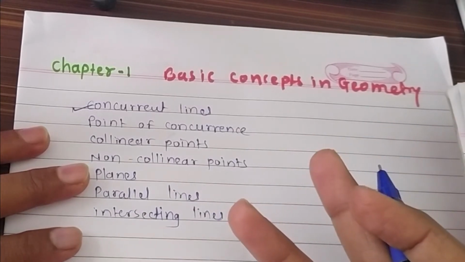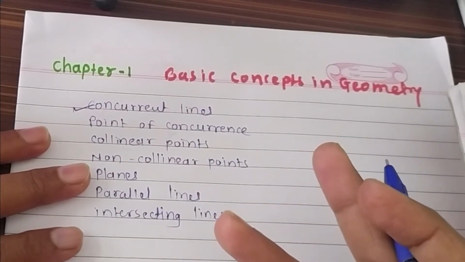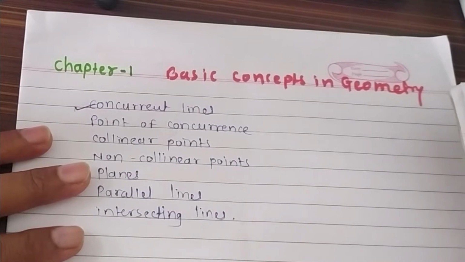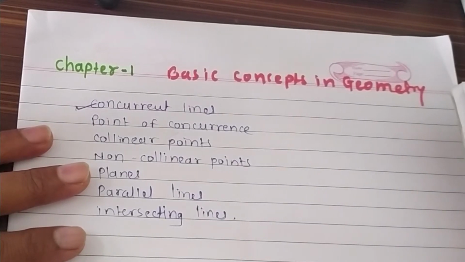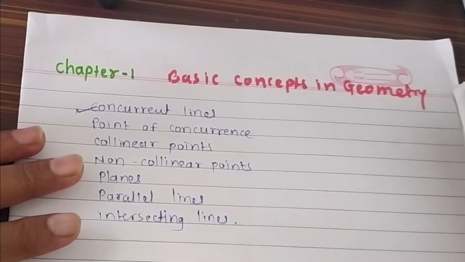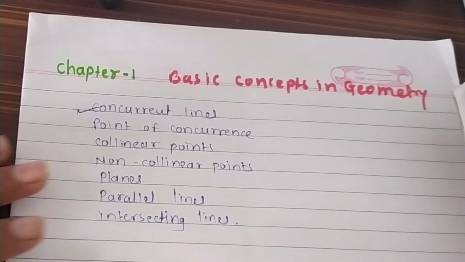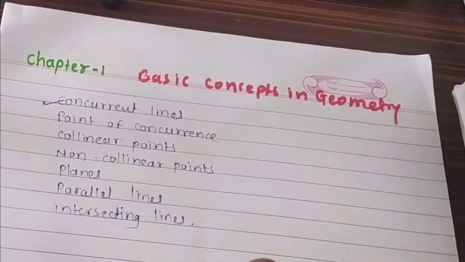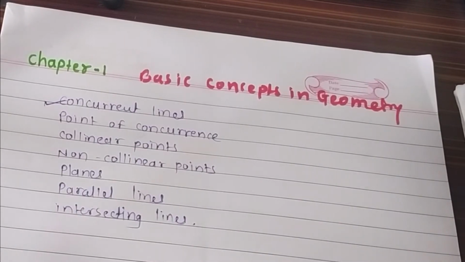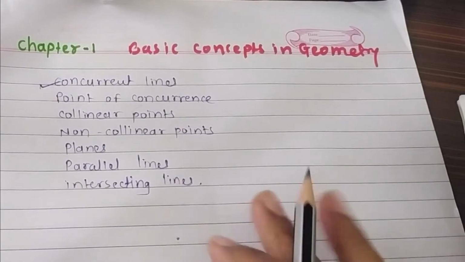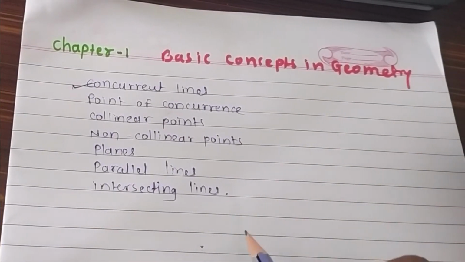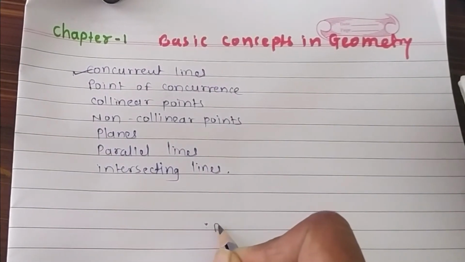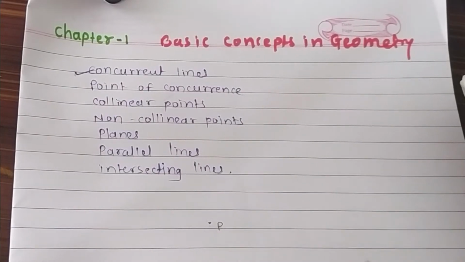What are concurrent lines? When two or more lines pass through the same point, they are called concurrent lines. Here I take one point and give a name to that point. It's P. This is the point P.